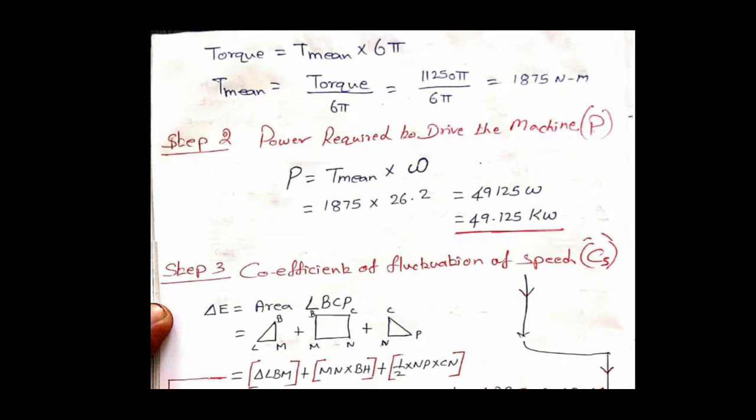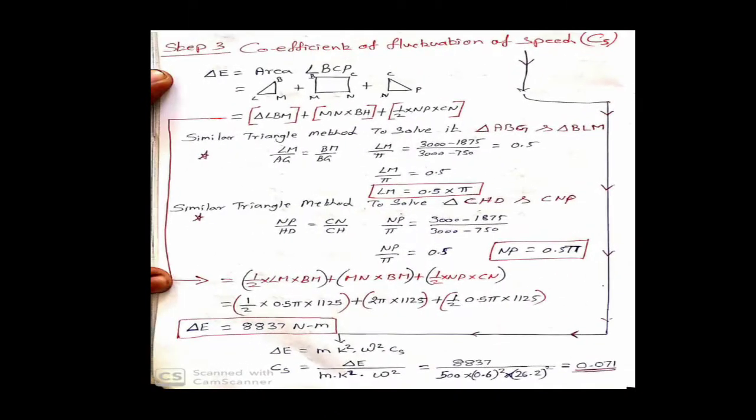The second step: we rearrange the equation, work is equal to T mean into 6π. So T mean we find as the work divided by 6π. Why do we put 6π here? The reason is there are 3 complete revolutions, so 3 into 360 is 1080 degrees. We have to express it in terms of π, that is 6π, so this is the reason we multiply by it.